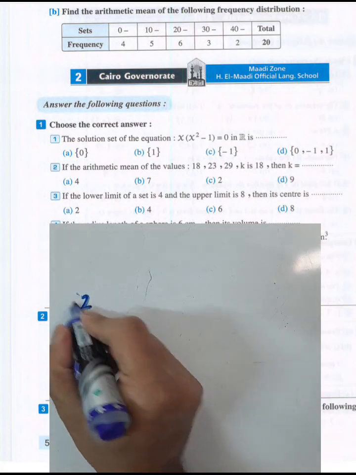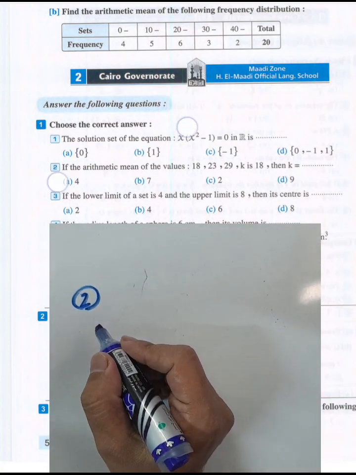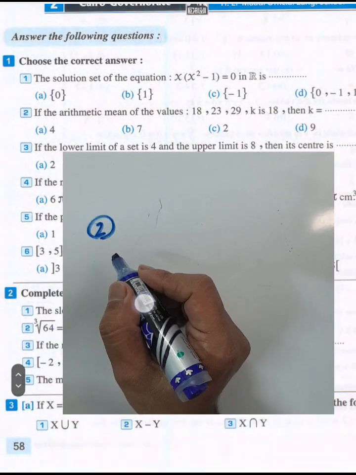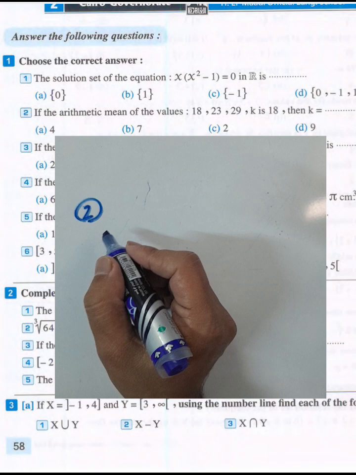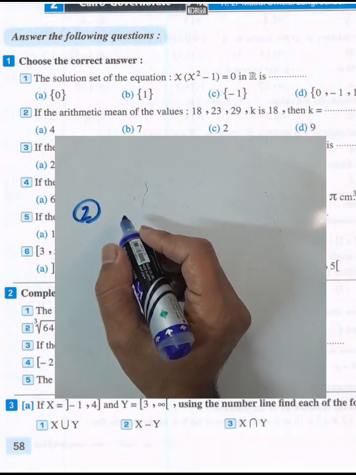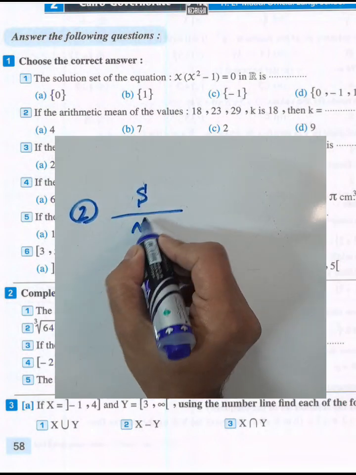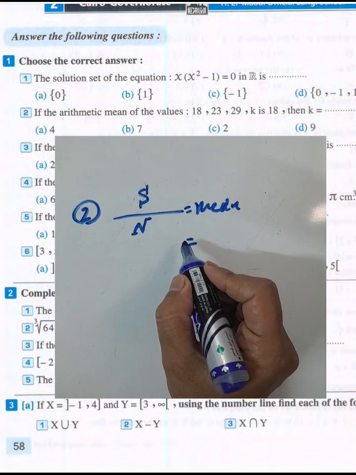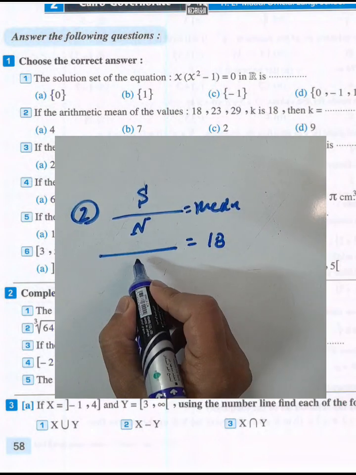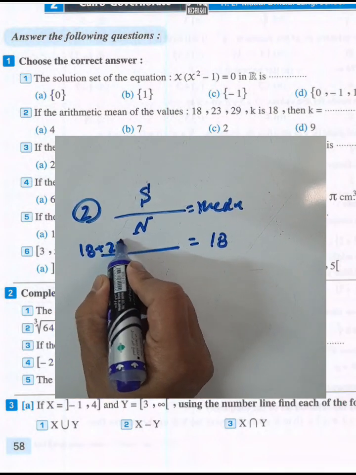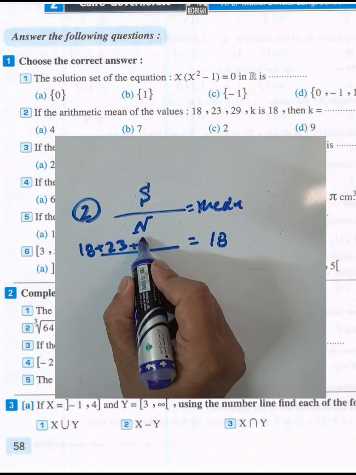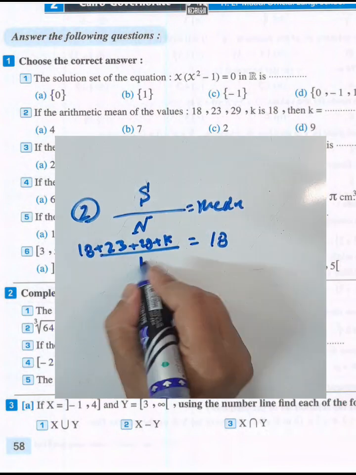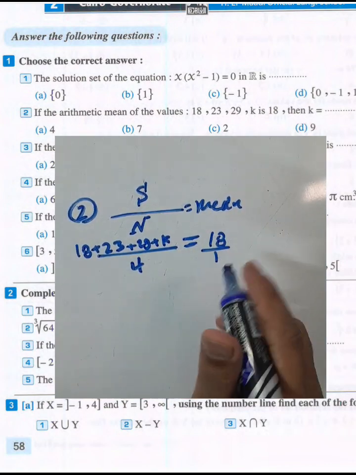Question number 2. The arithmetic mean of the values here is 18. Then k equals what? We want to find the value of k here. We know the arithmetic mean equals the sum of all values divided by the number of the values. We call it the mean. He gave us the mean in the example, 18, and then we can add all values: 18 plus 23 and 29 and k. Okay, 1 2 3 4, and then use product of extremes equal product of means.